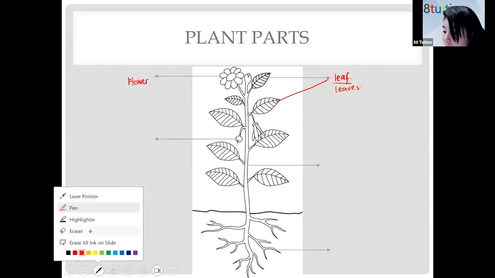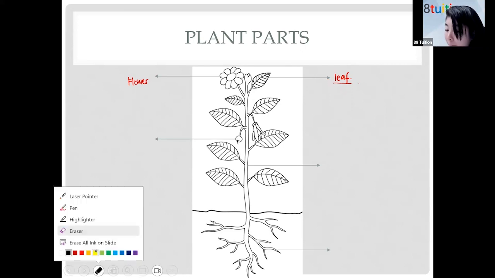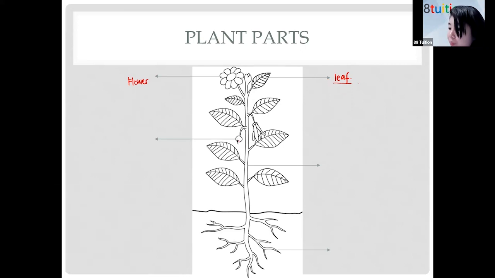Is the question pointing to a single leaf or many leaves? So that will affect your answer. So here we have a fruit. Once again, not all plants bear fruits. Only plants that have flowers will have fruits.